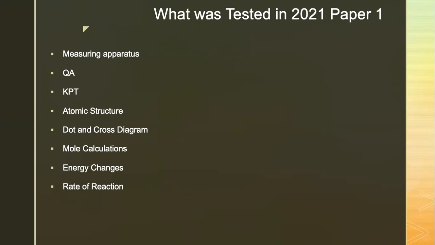There were questions on energy changes where students need to show understanding on the difference between endothermic and exothermic so that they could choose the correct option. Rate of reaction, where students need to demonstrate knowledge on whether pressure will affect the rate of reaction given the equation. So pressure affects reactions involving gaseous reactants. As for temperature, it will affect all types of reactions.